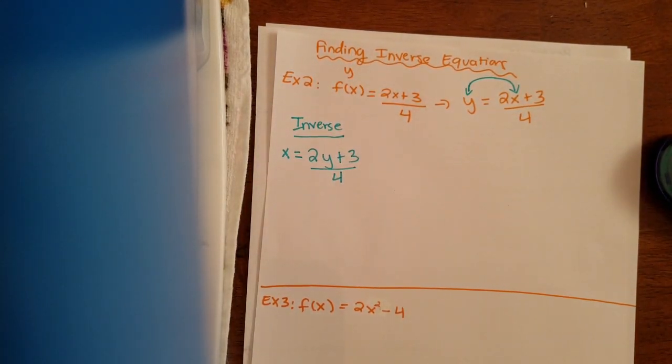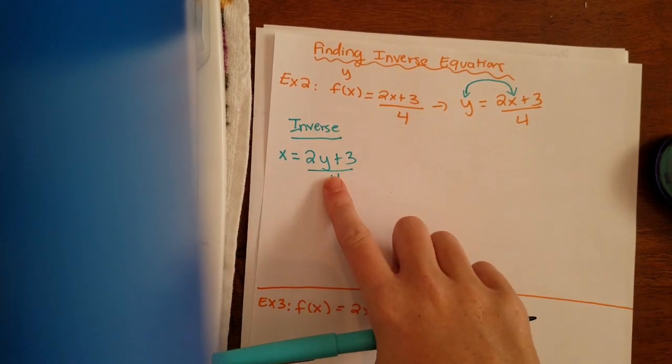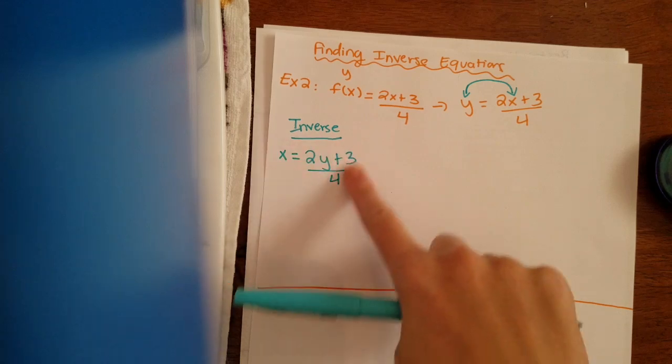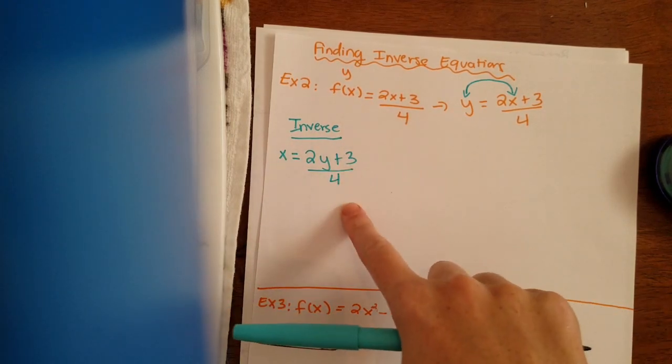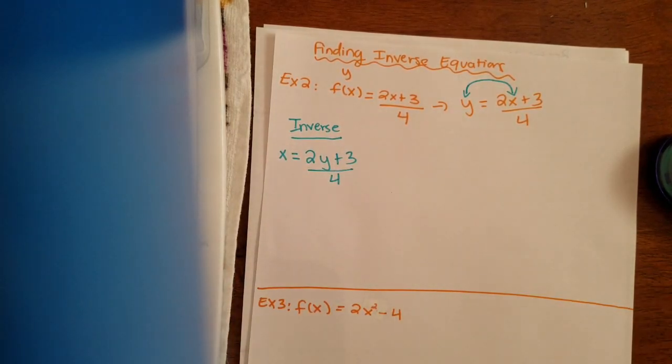And then from here, all you have to do is solve for y. So we need to get y on one side by itself. Currently all this stuff is getting in the way: the 4, the 3, and the 2. So eventually we're going to need to move things to the other side.